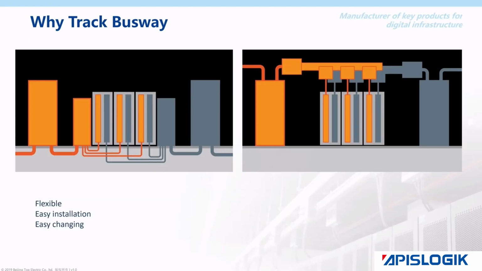Third, the busway will make the power distribution structure simpler and easier for maintenance and adjustment in the future. In the case of raised floor air dispersion system, the removal of the RPP cable runs leaves more space for air distribution under the raised floor. The above 3 reasons make the track busway scheme more and more popular.